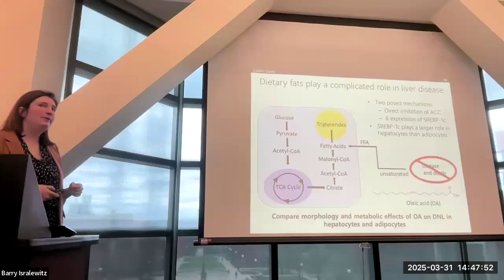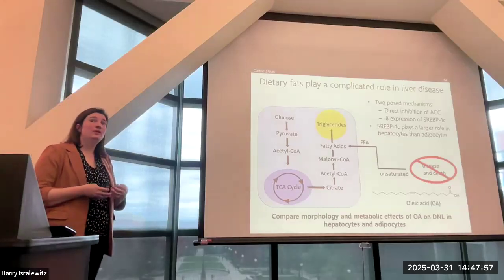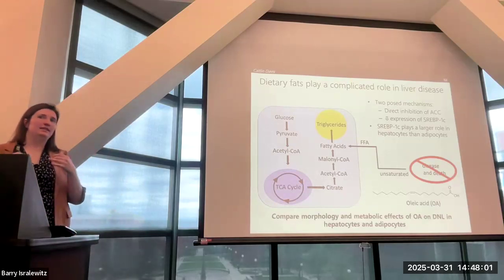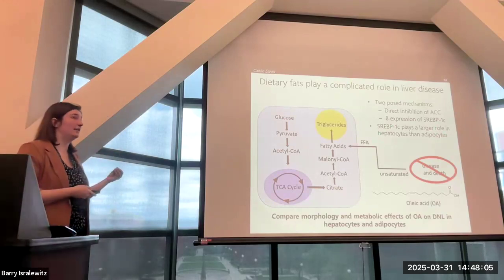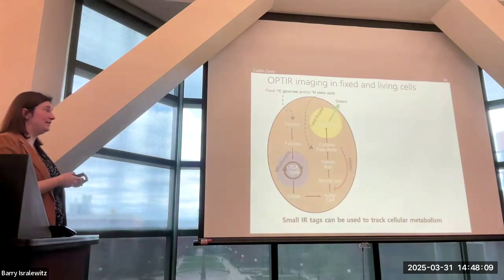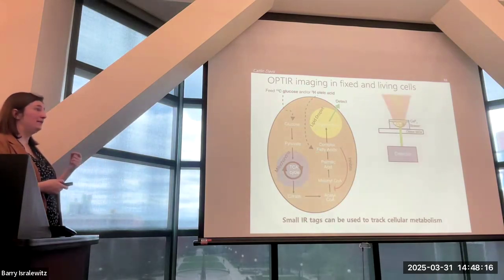If you knock out that protein in a liver cell, it will die, but adipocytes won't. And so our hypothesis was that if we saw a differential effect in the two cell lines, this would support the second mechanism, where it was SREBP1C that was playing a role. So what we do is we feed our cells C13 labeled glucose and deuterated oleic acid concomitantly and observe how those are metabolized over time.